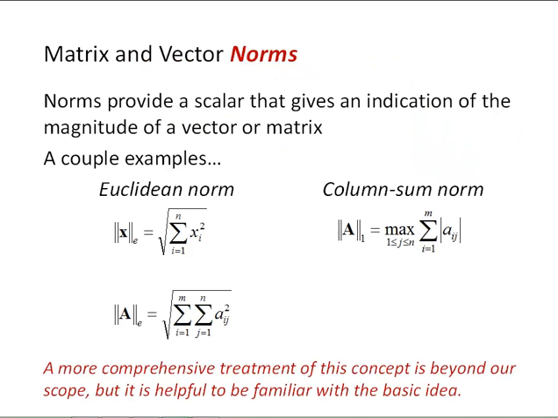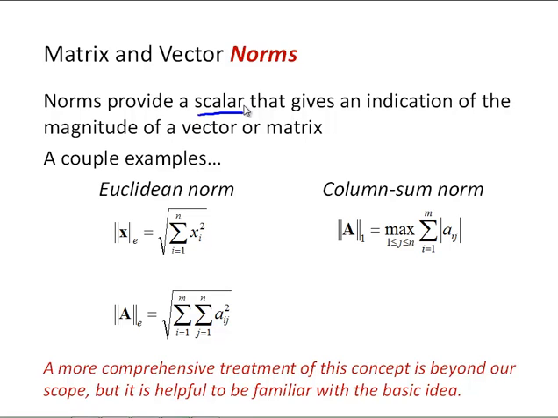The next concept I want to introduce is the idea of a norm. A matrix and a vector both have norms. Norms provide a scalar that gives an indication of the magnitude of a vector or matrix. For scalar numbers, we can look at their absolute value and get a sense of their magnitude, but sometimes this is hard to tell from a matrix. And a determinant is not necessarily the best measure since it includes those subtractions, as we saw.